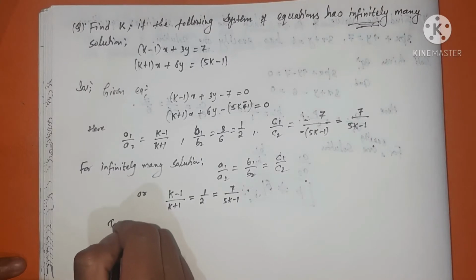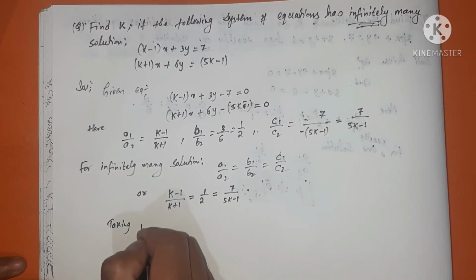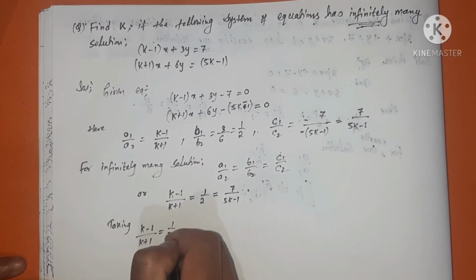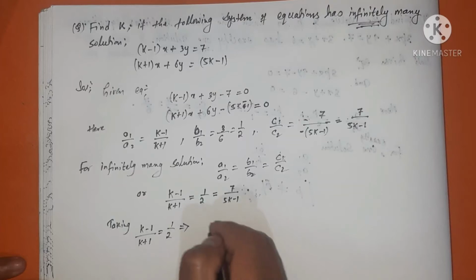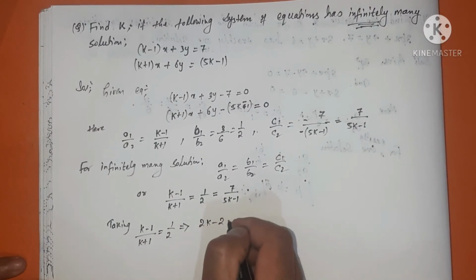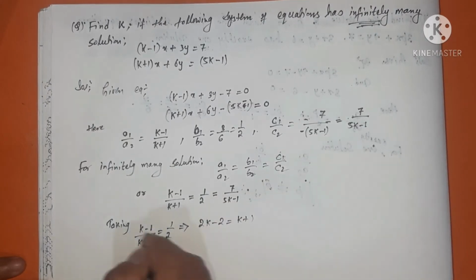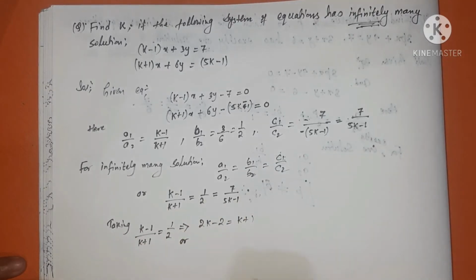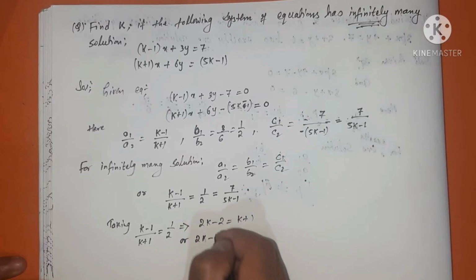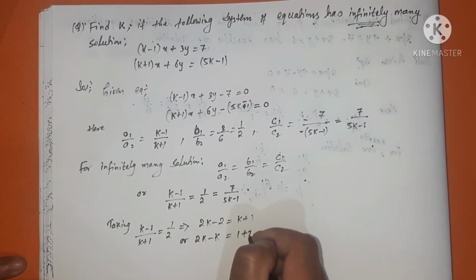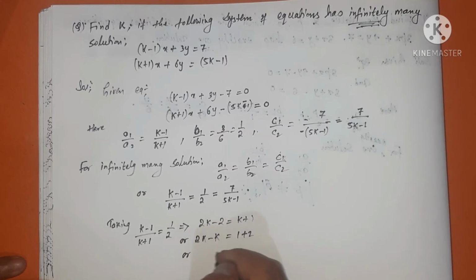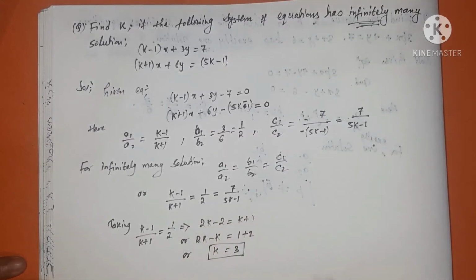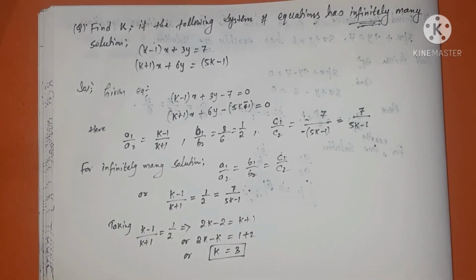Now taking the first two ratios, k minus 1 by k plus 1 equals 1 by 2, that gives you 2k minus 2 is equal to k plus 1, or you can write 2k minus k is equal to 1 plus 2, or further 2k minus k is only k, 1 plus 2 is 3, so k is equal to 3. From the first two ratios, it gives k is equal to 3.